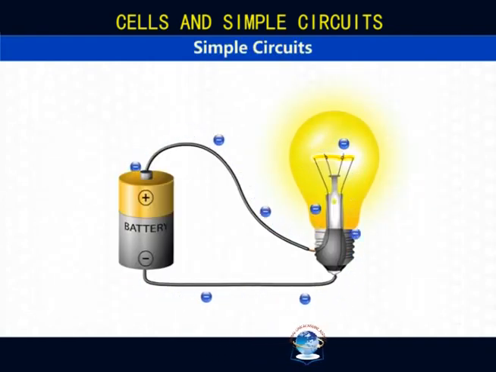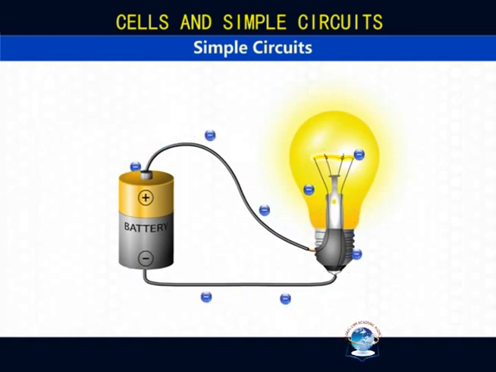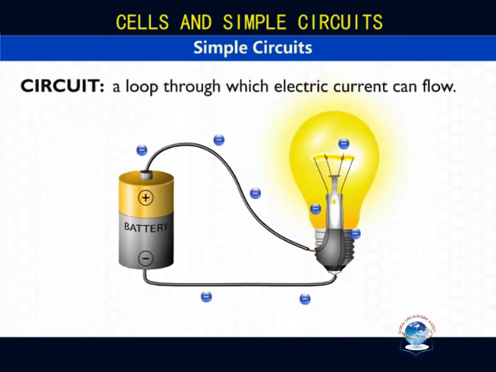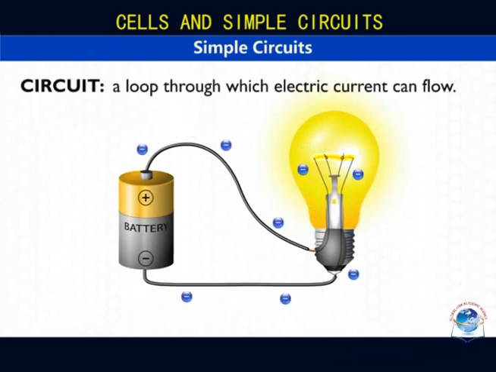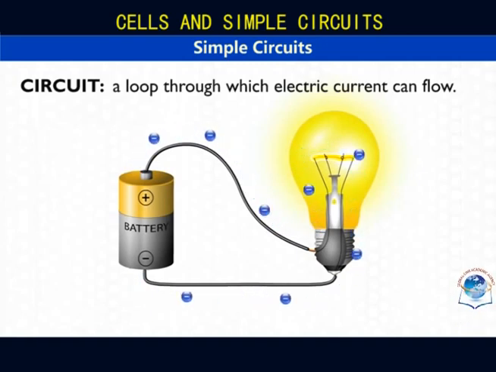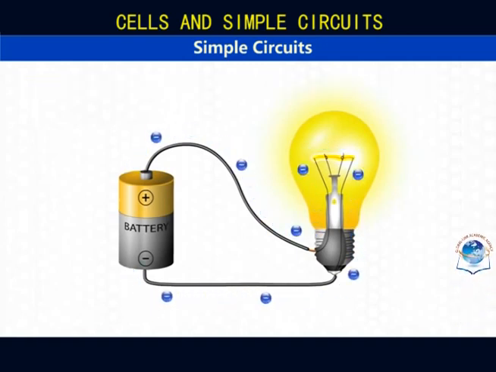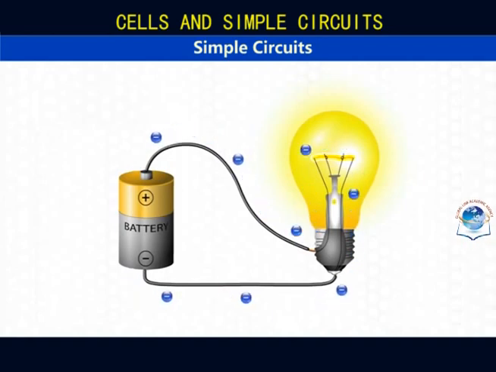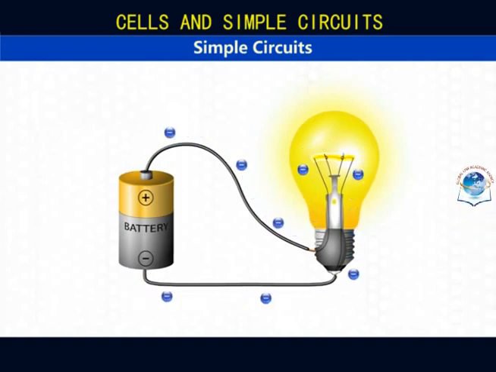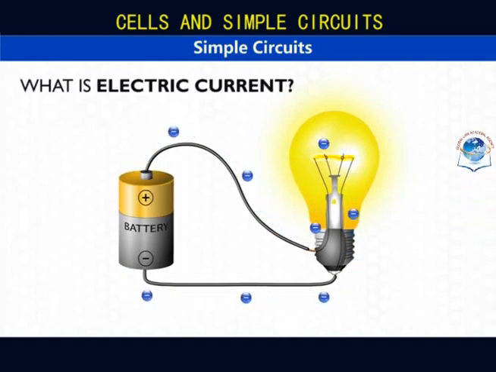This is a simple electric circuit with a bulb and a battery. A circuit is a loop through which electric current can flow. Most people know that the bulb lights because electric current, or simply electricity, is flowing. But just what is electric current?